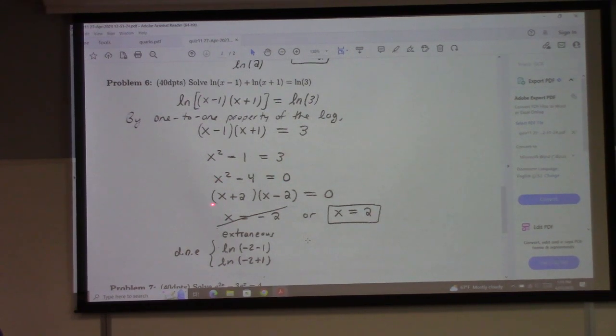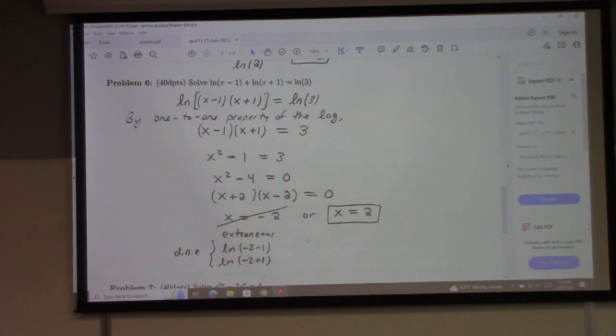Multiply that out, I get x squared minus 1 equals 3, which is x squared minus 4 equals 0, which factors to x plus 2 times x minus 2. So either we have x equals minus 2 or x equals 2. But x equals minus 2 we have to throw out. Those are extraneous. If we go back and look at our original problem, we can't plug minus 2 into this formula because it gives us a log of minus 3 and a log of minus 1, neither of which are real numbers, right?